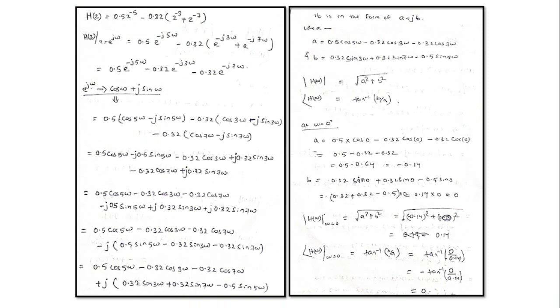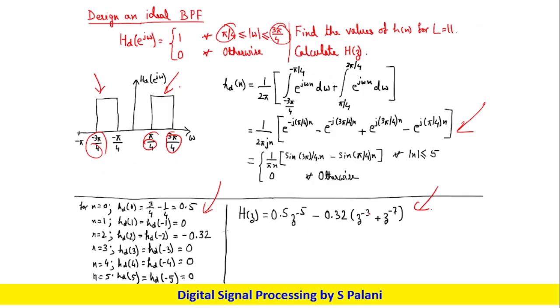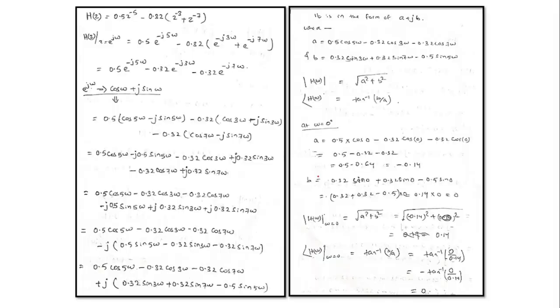Then coming to the phase response values, we already discussed how we can find out the phase response value. So what you need to do is, say for example, I have taken the last example over here. What we have done: 0.5 z to the power minus 5 minus 0.32 z to the power minus 3 plus z to the power minus 7. Okay. So as we discussed, we will be replacing z with e to the power j omega.